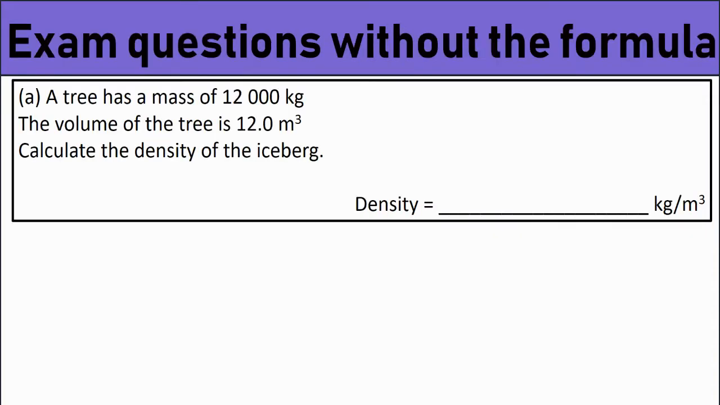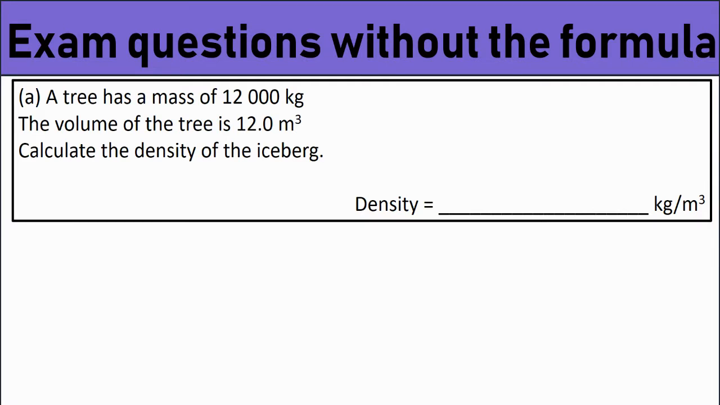So let's look at some questions without ever having to use the formulas. This is a very typical exam question. A tree has a mass of 12,000 kilograms. The volume of the tree is 12 meters cubed. Calculate the density of the tree. So obviously, if you know the formula, great. You can plug in the numbers, you can get your answer. But maybe you're struggling, maybe you've forgotten the formula. How can we solve this?